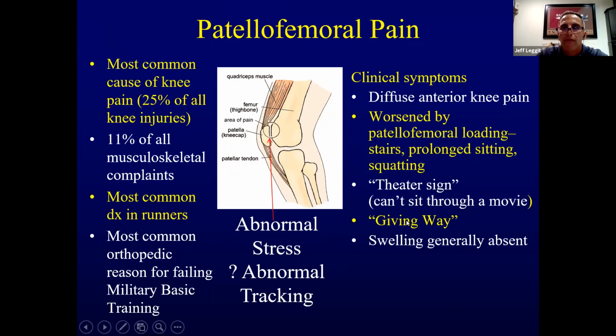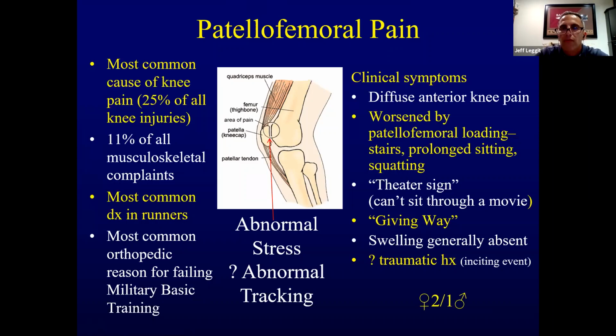Some of the patients can have this giving way phenomenon, which is, as they have pain, their muscle gets inhibited and it feels like their knee gives way. It's not a dislocation, but it's just the muscle being inhibited because of pain. And I can't emphasize this enough, swelling generally needs to be absent. And in fact, if there's swelling present, you need to think of other disease processes that could be causing this. And we used to think that a traumatic history made patellofemoral pain unlikely, but it turns out that's not necessarily true. It can often be the inciting event and can start the cascade of events.